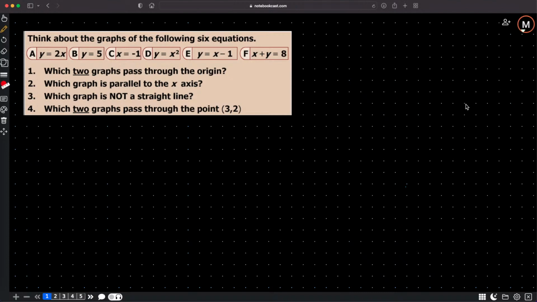Today we're looking at some graph questions and some irrational number questions. So a bit of a mixed bag today. We'll just get stuck straight in.